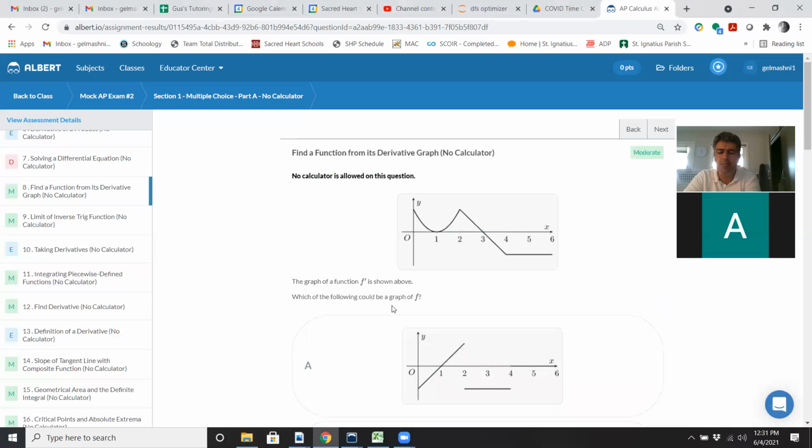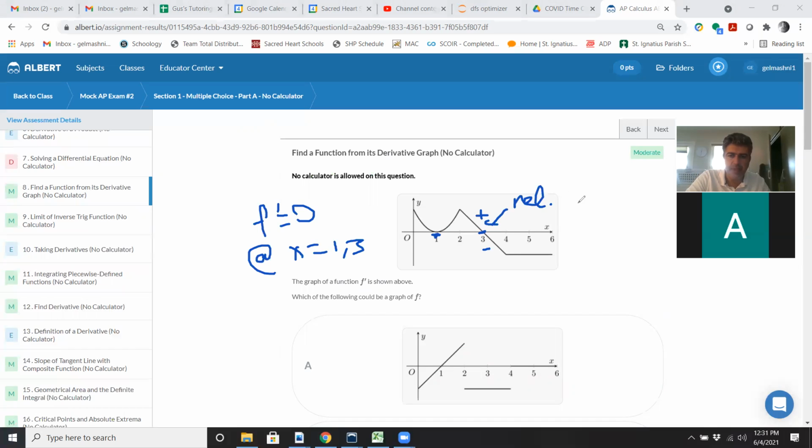These are always good problems where you give an f prime graph, and you want to get the graph of f. So you want to find the x-intercepts. F prime equals 0 at x equals 1 and 3. Okay, 1 and 3. F prime is positive here and negative here. So that's going to be a relative max. That's how you have to interpret it.